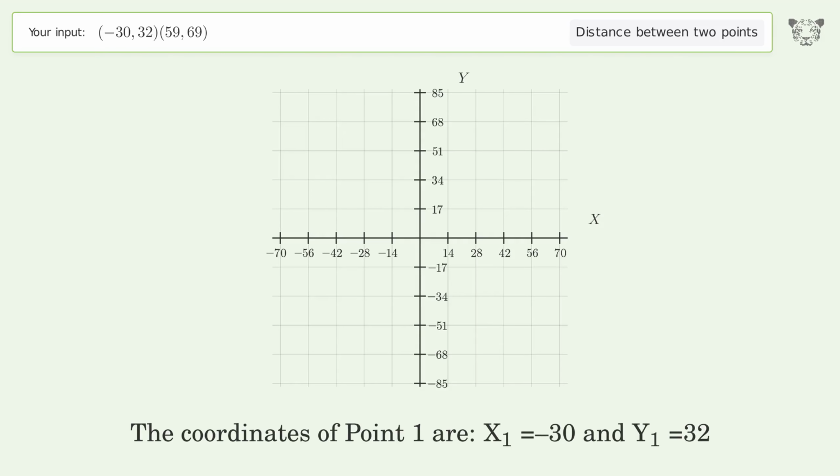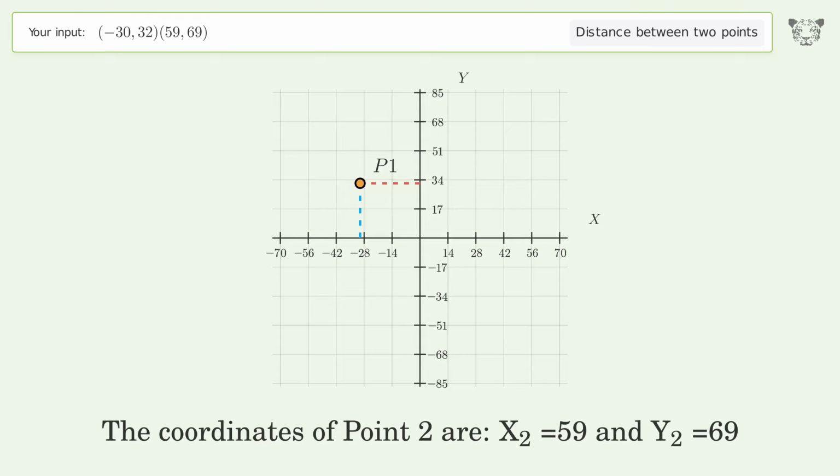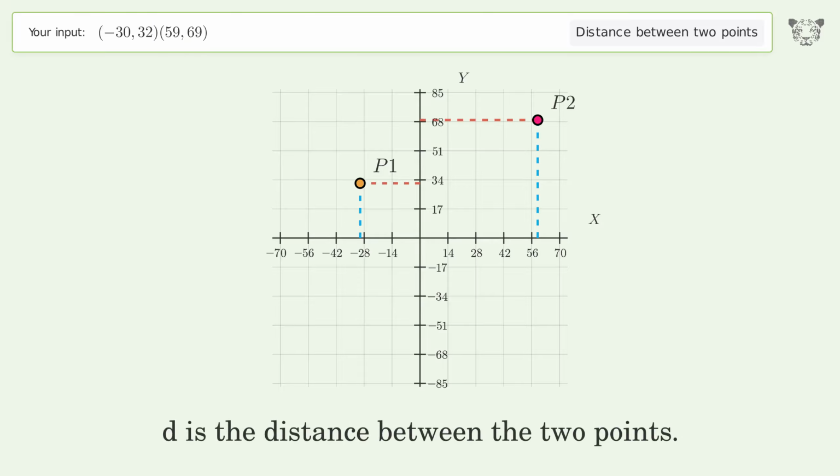The coordinates of point 1 are x1 equals -30 and y1 equals 32. The coordinates of point 2 are x2 equals 59 and y2 equals 69. D is the distance between the 2 points.